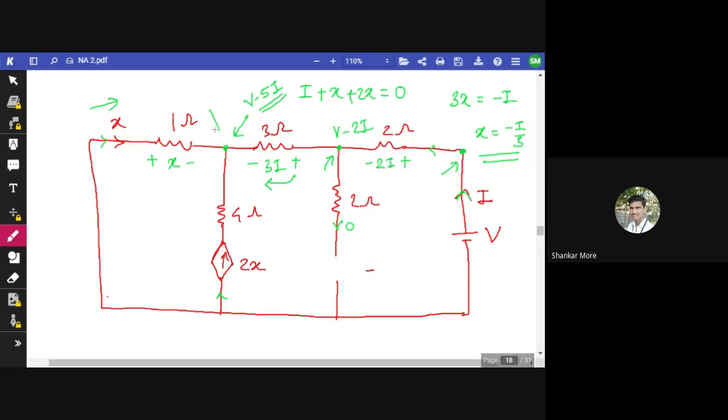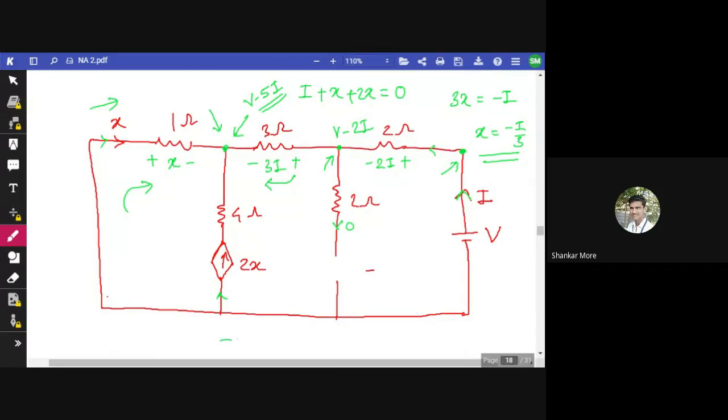what will be the voltage here? Please, you tell me. What will be the voltage at this point if we come from the left side? I'm asking about this point only. If we come from this side, what will be the voltage at that point? It will be minus X. Yeah, it will be minus X. So on this same point, we have voltage V minus 5I and we have voltage minus X.